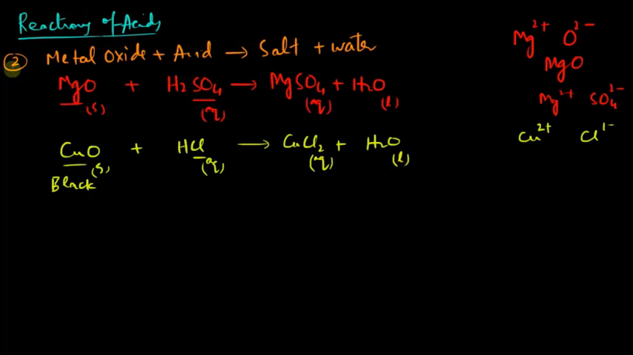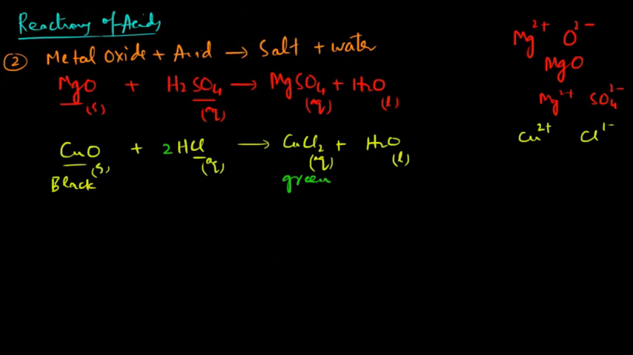And copper chloride is a green solution. So when you put black colored copper oxide in HCl, you will see the color of the solution become green. Now let's balance this equation. You have 2 Cl on one side and 1 Cl over here. So let's write 2 over here, and then it will be completely balanced.